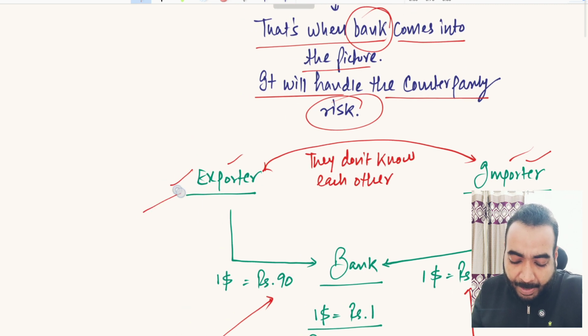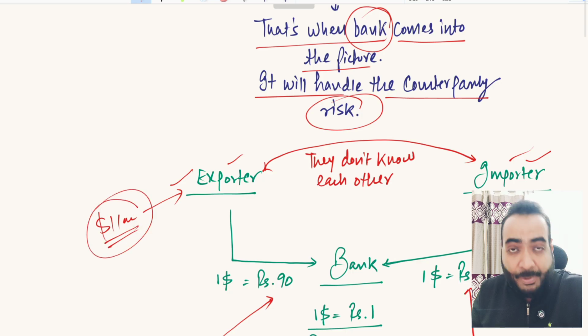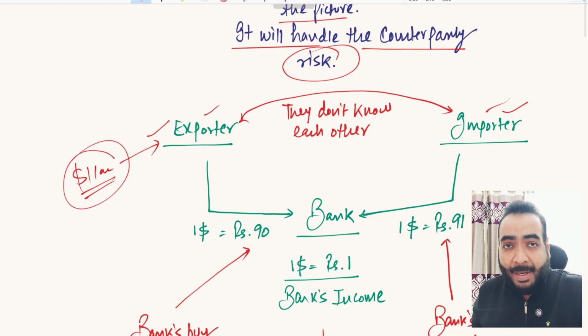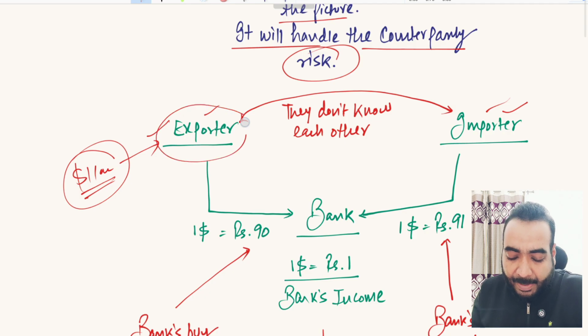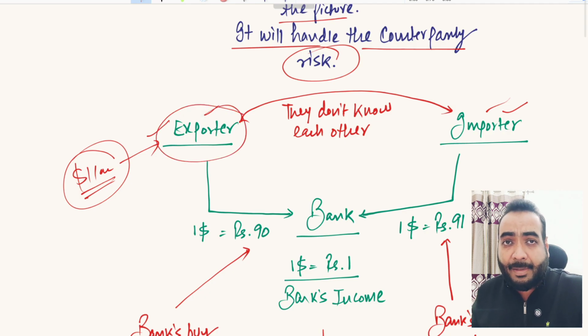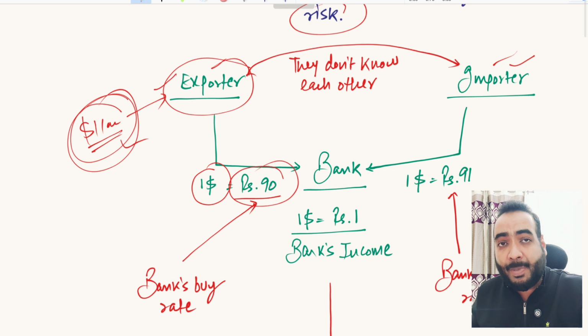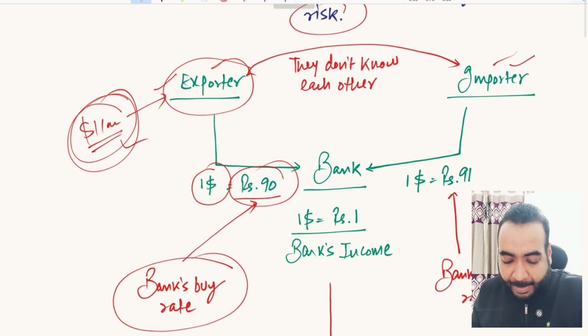Now the exporter is expecting to receive a $1 lakh payment in future, in a 6 month period. So the exporter comes to the bank and says, I will receive $1 lakh in the next 6 months, and I will give that $1 lakh to you. What price do you offer me for it? The bank says, I will buy these dollars from you at 90 rupees per dollar. That is the buying rate of the bank.